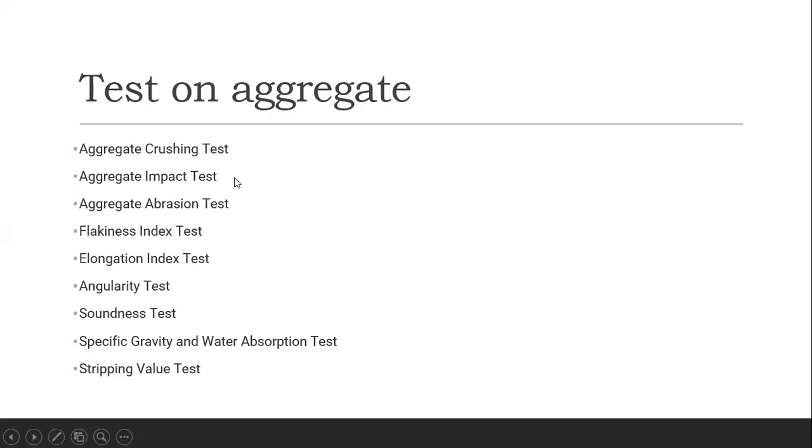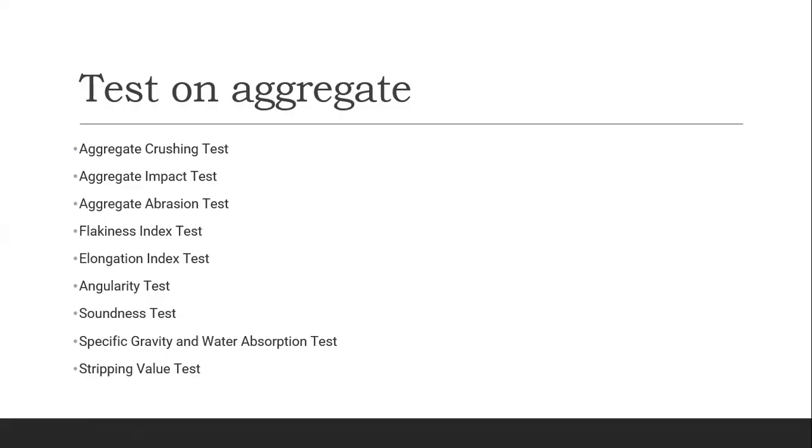Aggregate crushing is nothing but, some proportion of aggregate is taken and crushed in a crushing machine. After crushing, using a 2.36 mm sieve, you have to sieve it and check how much amount is the residue on the sieve. Based on that, the aggregate crushing strength will be evaluated. Similarly, an impact testing machine is available to check the impact strength of the aggregates.